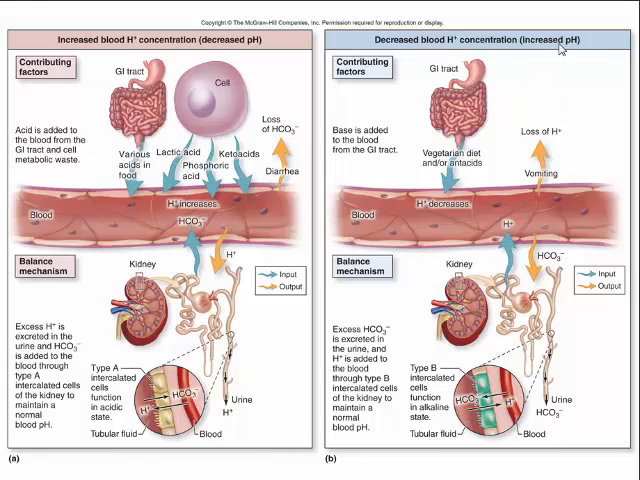In the opposite condition, the pH is too high from too low of a blood hydrogen concentration. This is going to be an alkalosis. This could be from excess antacids being ingested or loss of hydrogen from vomiting stomach acid. In this case, the kidneys are going to balance that by excreting the excess bicarbonate.